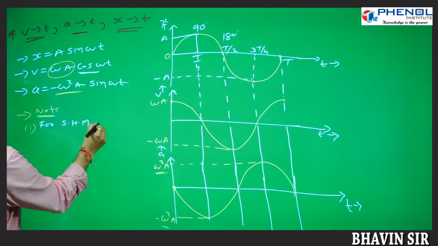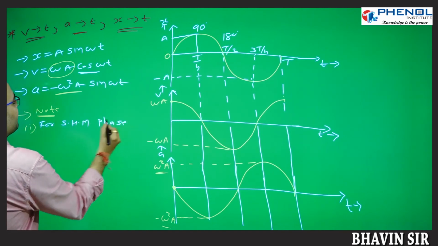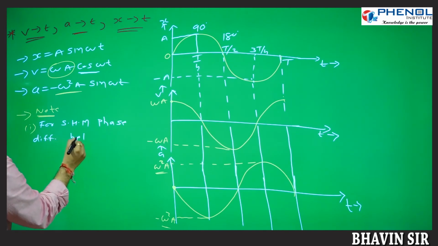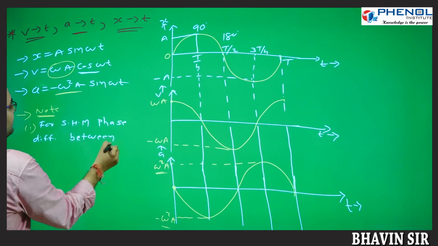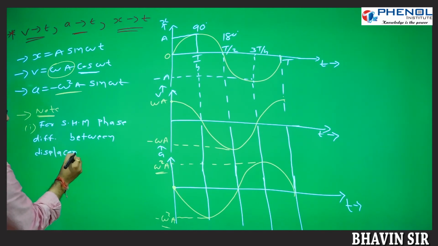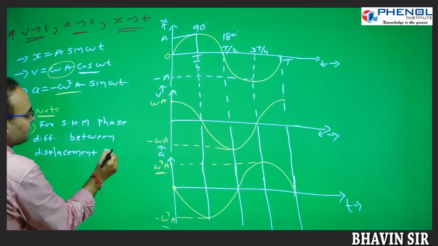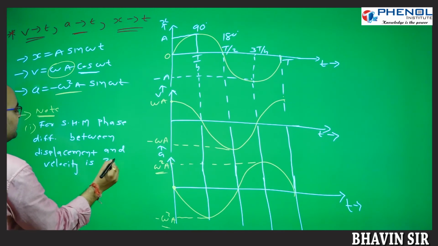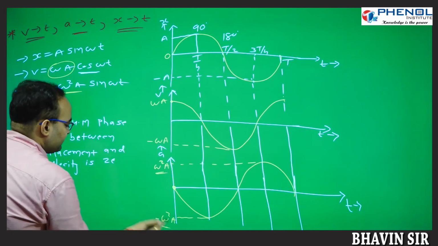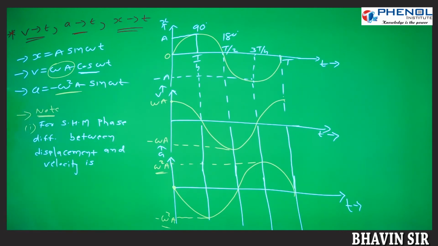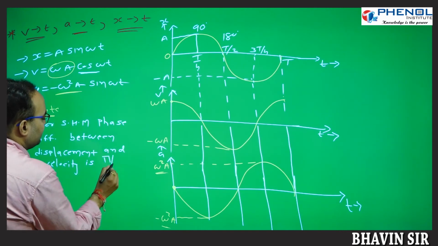For SHM, the phase difference between displacement and velocity is 90.